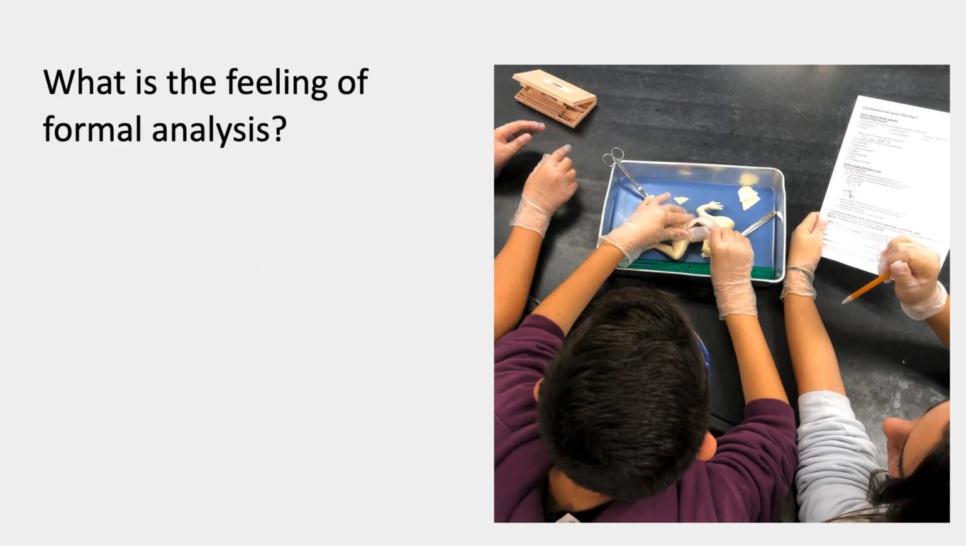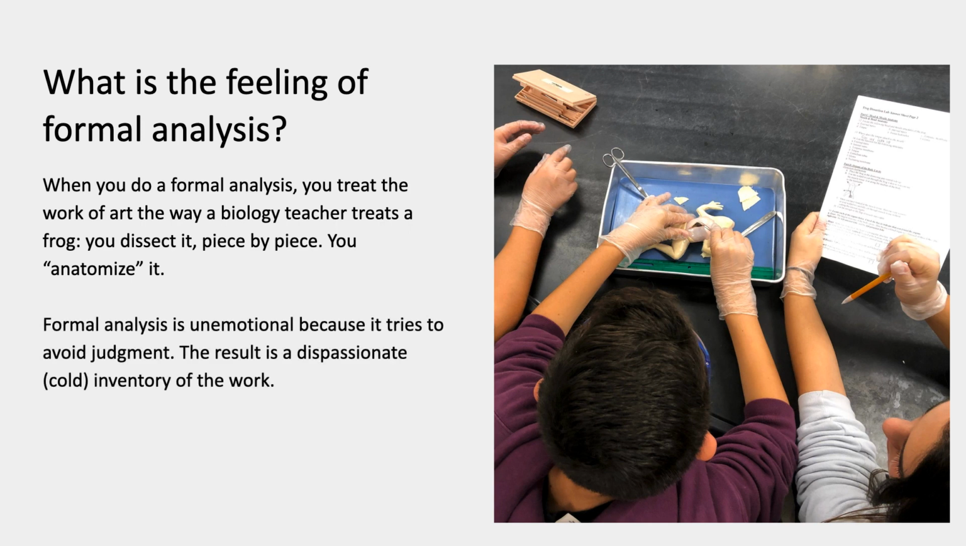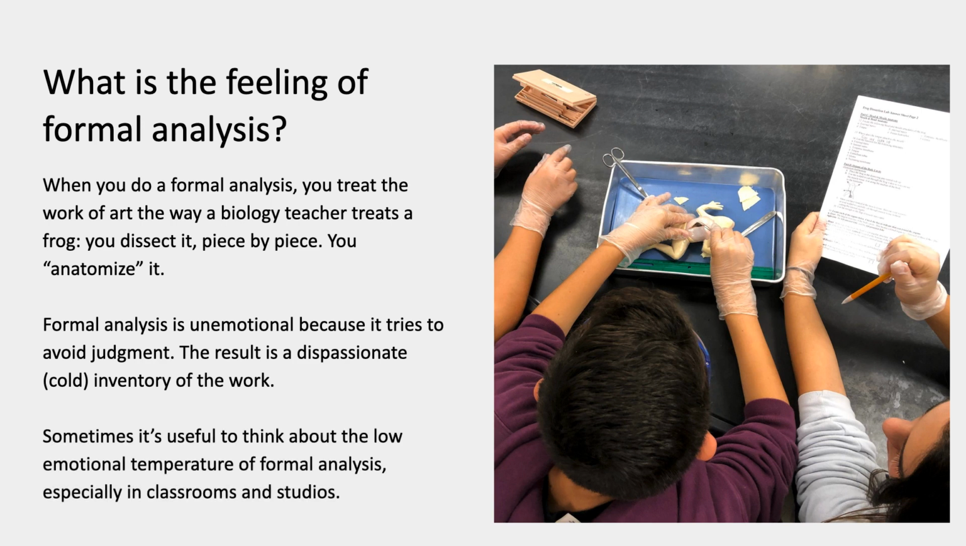And just a couple slides then on the feeling of formal analysis. When you do a formal analysis, you're treating the work of art a bit like the way a biology teacher treats a frog. You're dissecting it piece by piece. You're anatomizing it, to use the usual metaphor. Formal analysis is unemotional because it tries to avoid judgment. And the result is a dispassionate, kind of cold inventory of the work. Sometimes it's useful to think about that. Think about the low emotional temperature of formal analysis, the way that it's a little standoffish. You take your emotional distance from the work, especially in a classroom and studio setting.